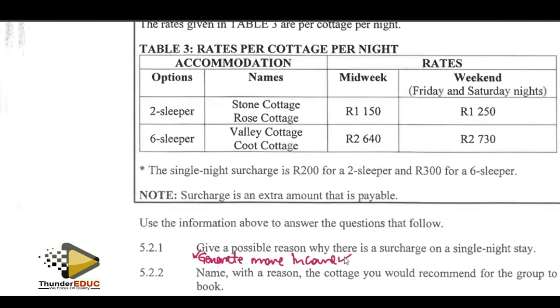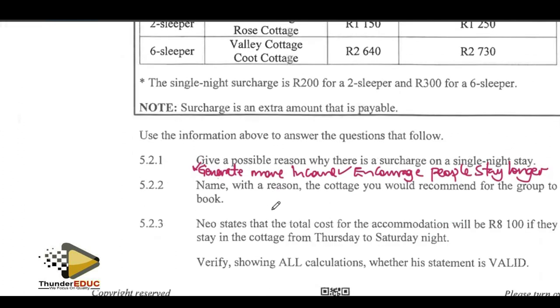And let me see, like one night stay. To encourage people to stay longer. Because if you stay longer, you don't pay a surge. But when you sleep only one night, you need to pay 200 to 300. You know, a surcharge is an extra amount that is payable. It's like interest, but it's not interest. Oh, another one would be for security reasons. If you happen to break anything in the motel, you need to pay for it.